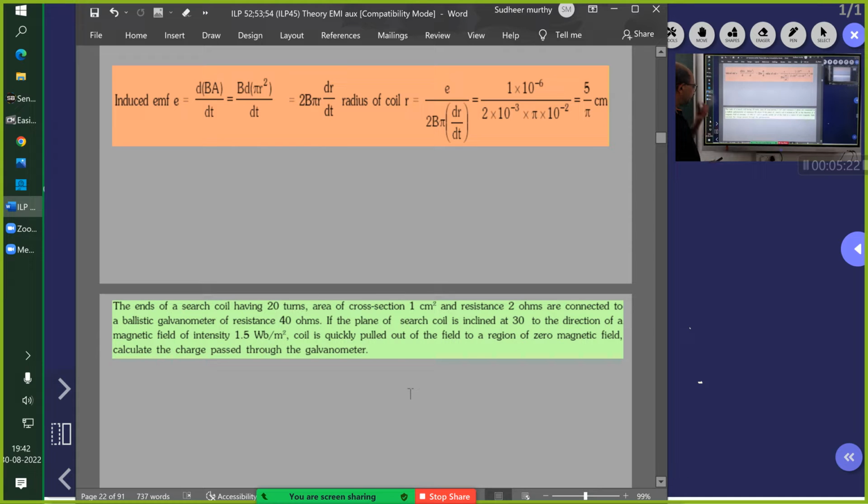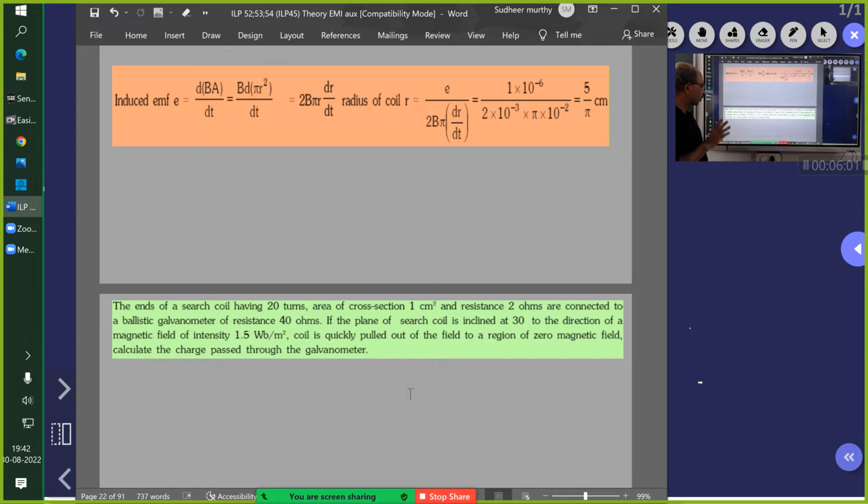The ends of a search coil. Search coil means a coil which is searching for magnetic field, having 20 turns, area of cross section so and so, and resistance of the coil is 2 ohms, are connected to a ballistic galvanometer of resistance 400. Ballistic galvanometer means it responds to the maximum charge. A usual galvanometer responds to the current, ballistic galvanometer responds to charge. That's the basic difference. Now, don't ask me about the construction. I don't want to get into the engineering details. Just understand it depends upon the charge.